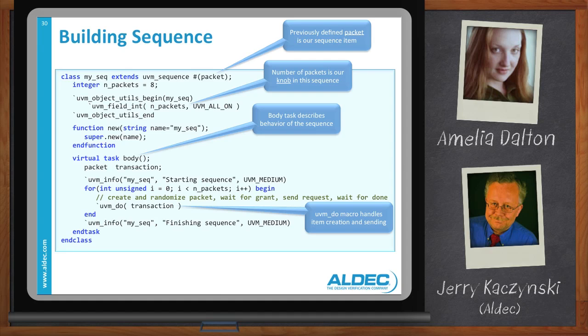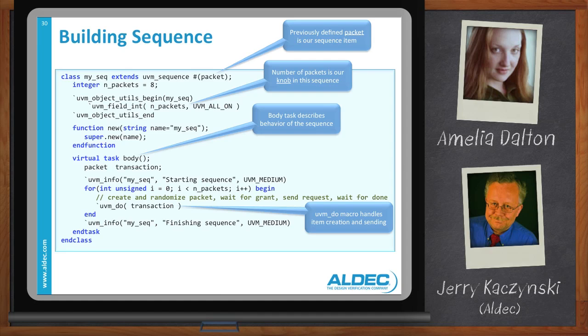So instead of manually creating new packet, randomizing that packet, waiting for grant, sending request, waiting for done, all those things would have to be done manually. If you use that UVM do macro, you just specify the packet that should be handled, and that packet will be created, randomized, and properly synchronized during execution phase with other elements of our test batch. And of course, at the end, we've got yet another info stating that we are done with processing of our sequence.